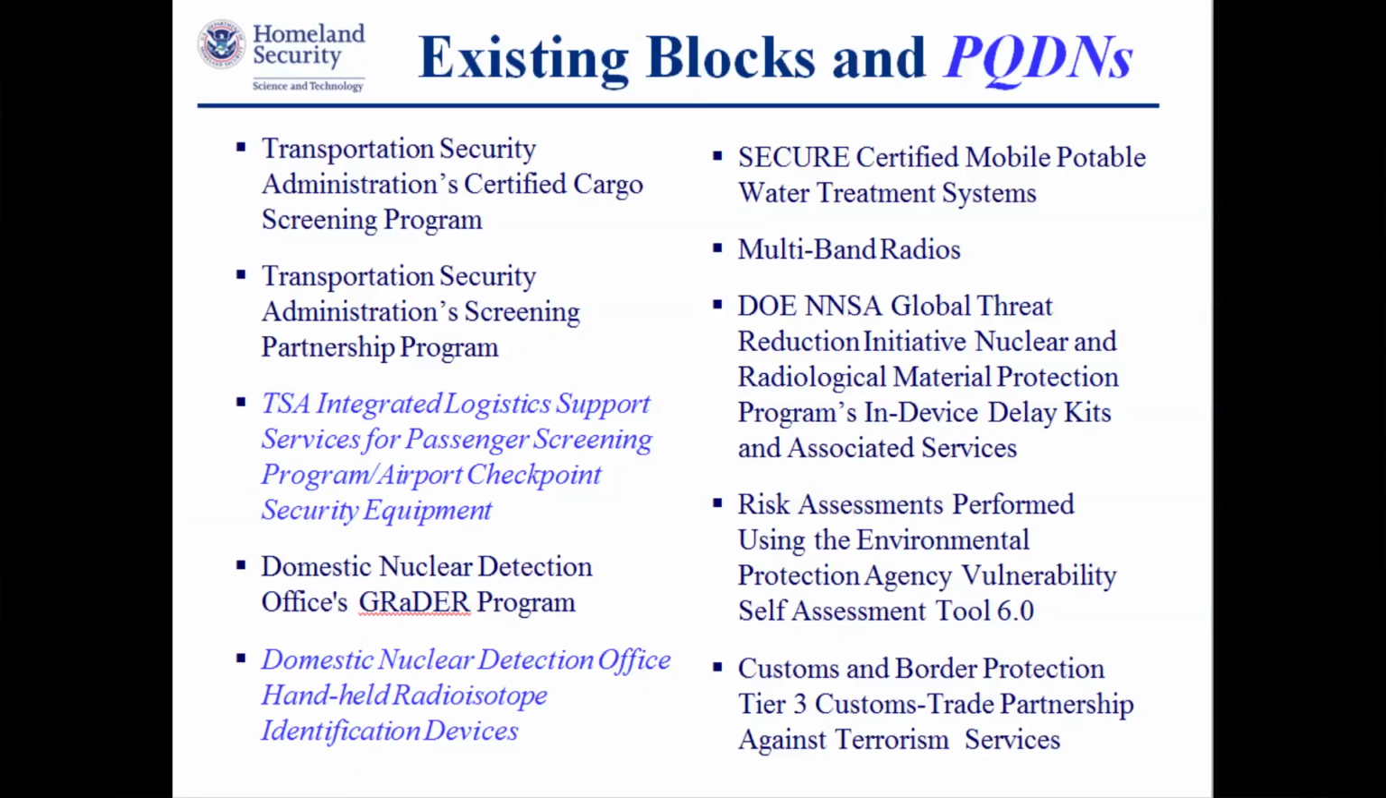So now we're going to transition and talk a little bit about the list of active blocks and PQDNs. We right now have 8 active blocks and 2 PQDNs. We're going to walk through each of those blocks and PQDNs that you can see on the screen and discuss the information requested should any of you wish to file against one of those existing blocks or PQDNs. OSAI is always exploring new options for blocks and PQDNs, so we suggest you check safetyact.gov periodically as this list might change.